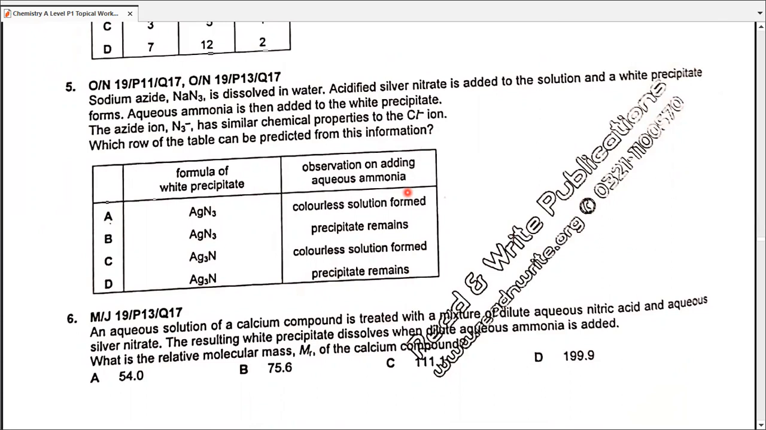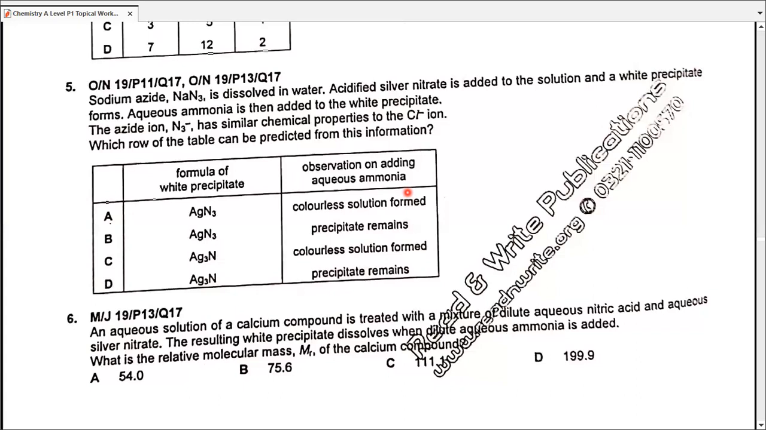Sodium azide is dissolved in water. Acidified silver nitrate is added to the solution and a white precipitate forms. Aqueous ammonia is then added to the white precipitate. The azide ion has similar chemical properties to the chloride ion. Which row of the table can be predicted from this information? Formula of the white precipitate, observation on adding aqueous ammonia.